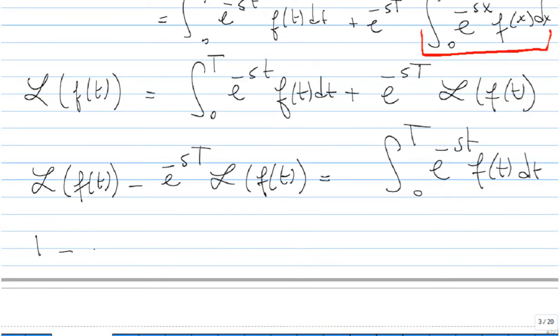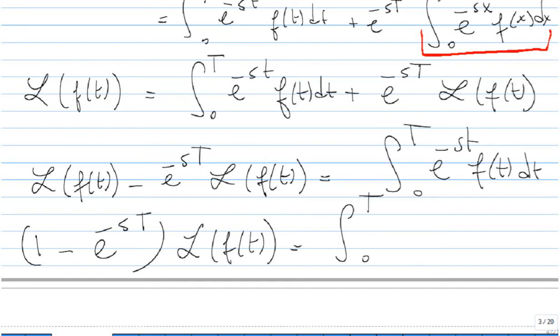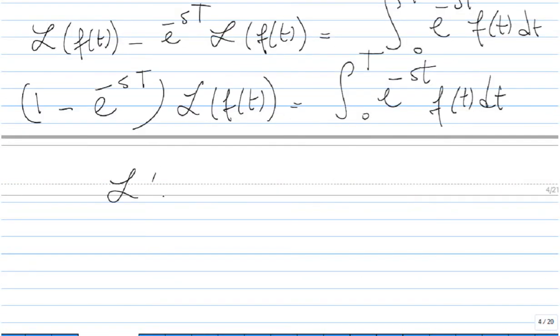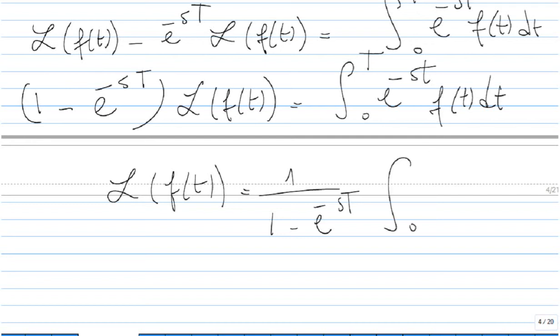And so this will give us 1 minus e to the minus sT, times Laplace of f of t, equal the integral from 0 to T of e to the minus st f of t dt. So this tells me that the Laplace of f of t is equal to 1 over 1 minus e to the minus sT, times the integral from 0 to T of e to the minus st f of t dt. So this gives us the formula that we're looking for.